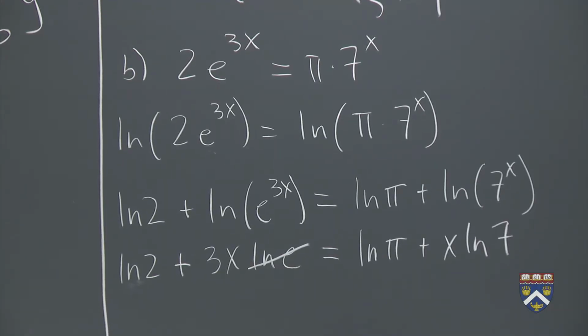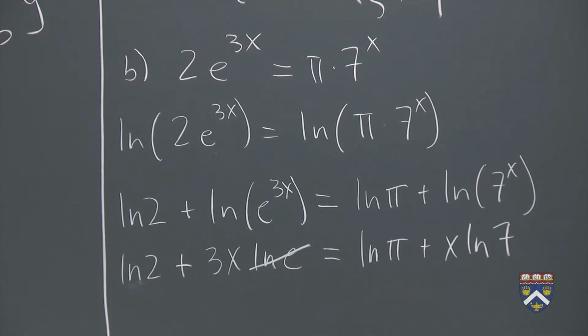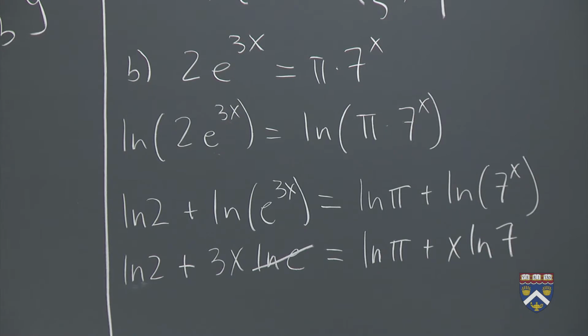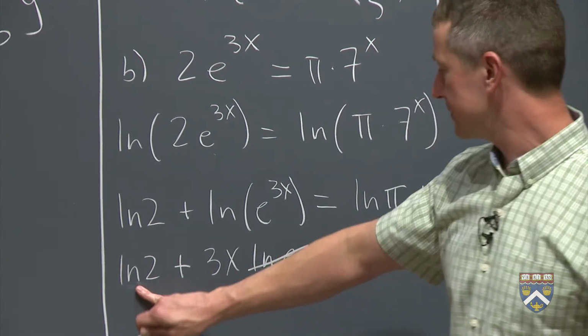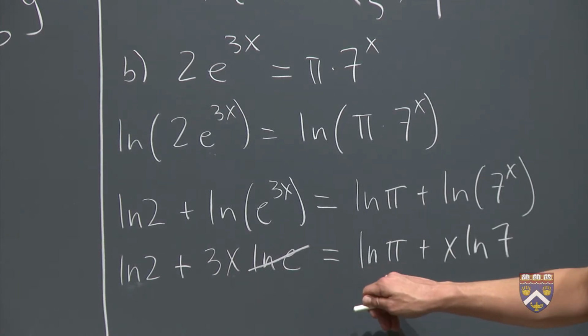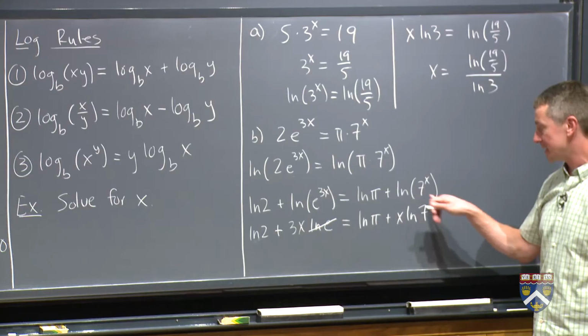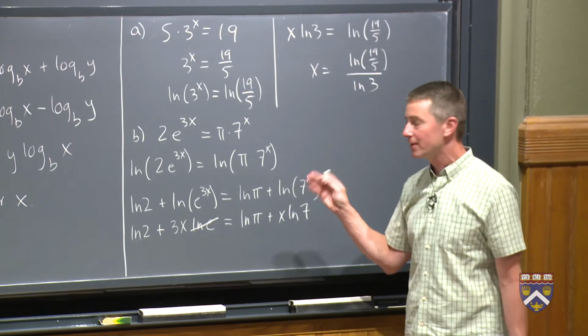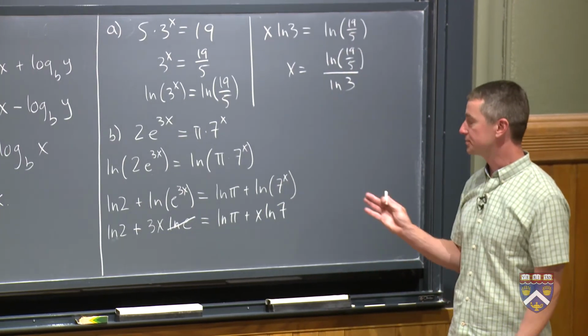And this might look like some terribly nasty equation, but what kind of equation is it actually? This is just a linear equation, because ln of 2 is a constant. I have 3 times x to the first power. ln of pi is a constant, and x times ln of 7. ln of 7 is another constant, maybe not a very nice constant, but it's a constant. So here we don't have x to any power other than 1, so it's just a linear equation.